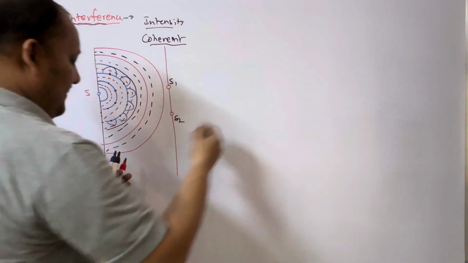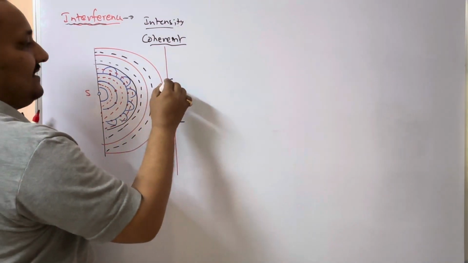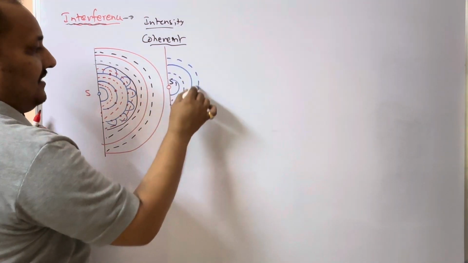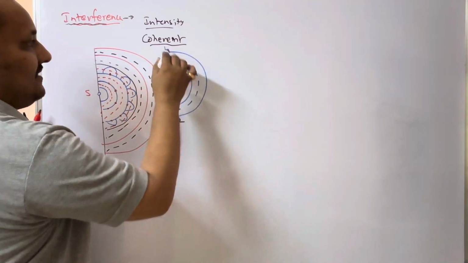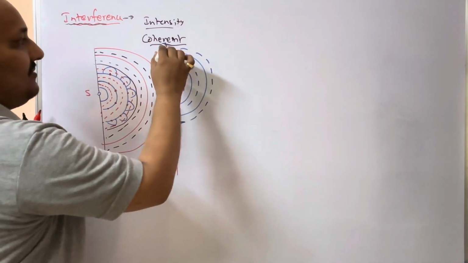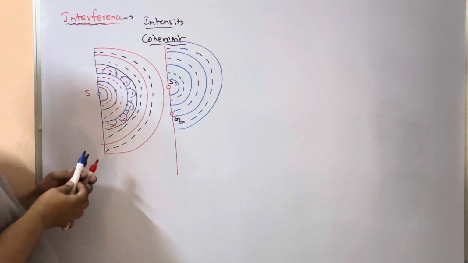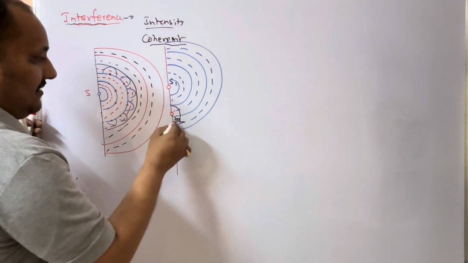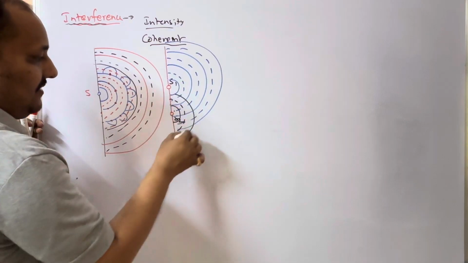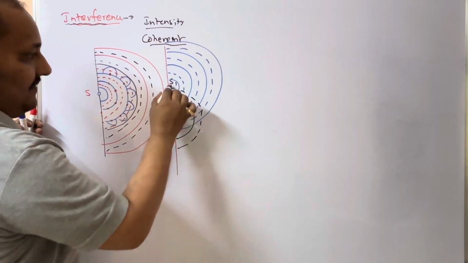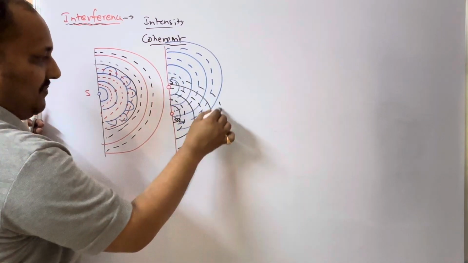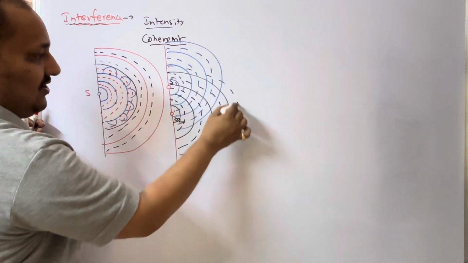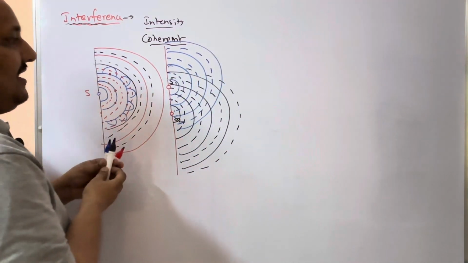Now, if you are observing from here, light will be coming like this: crest, trough, crest, trough, crest, trough. The dotted line is trough, the thick line is crest. Now see here, crest, trough, crest, trough. If you observe at one place, thick lines are meeting, and at another place, dotted lines are meeting.